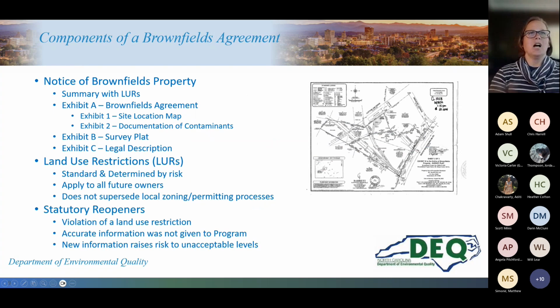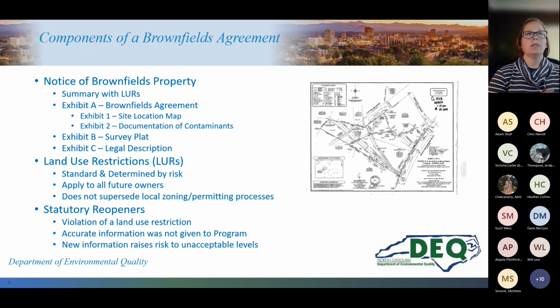So what actually does this document look like? It's actually a pretty lengthy document that gets recorded at the Register of Deeds. As I said, it's called a Notice of Brownfields Property. That has a summary with the land use restrictions. And then the Brownfields Agreement is attached as Exhibit A. That has more detail about the site history and lots of different legal requirements. There's a site location map, and then there's a table of the contaminants that are identified at the property. That is part of the Brownfields Agreement as well.